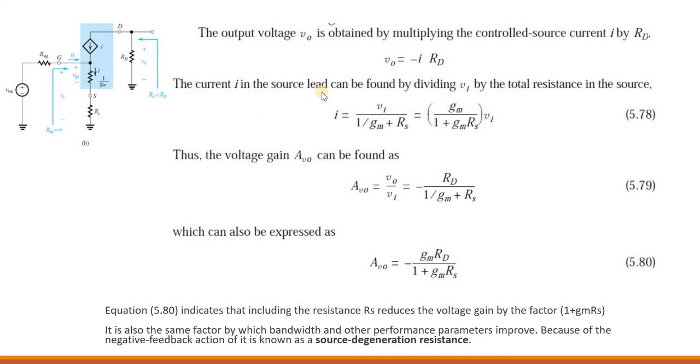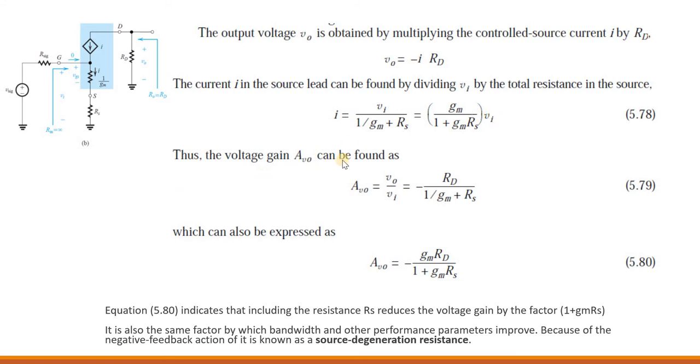The current I in the source lead can be found by dividing Vi by the total resistance in the source. That is, what is the amount of this current? The same current flows through this resistance as well as this resistance. So I is Vi divided by 1 over Gm plus Rs. Rewriting it, taking Gm common for these two factors and moving it to the numerator, we get Gm divided by 1 plus Gm into Rs, times Vi.